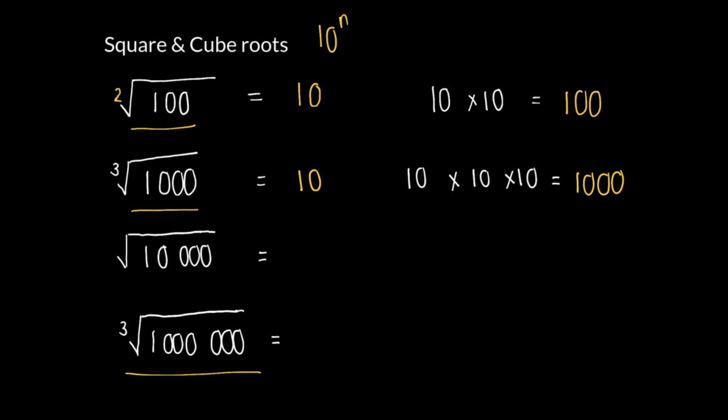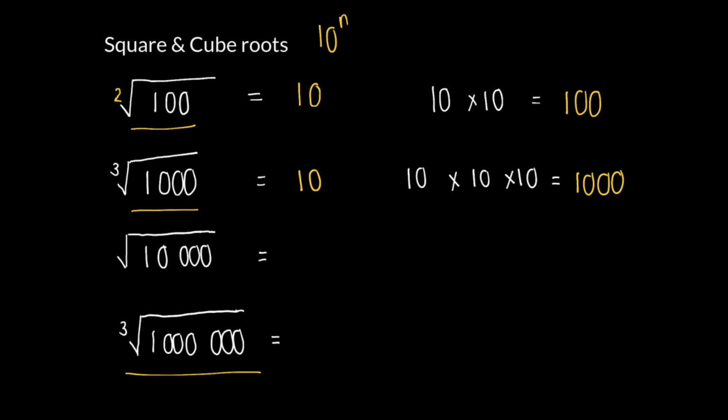So if we're looking for the cube root of 1000, what we're actually doing is looking for one number multiplied by itself 3 times to give us 1000. See what I've done there? Okay, I hope that makes sense.